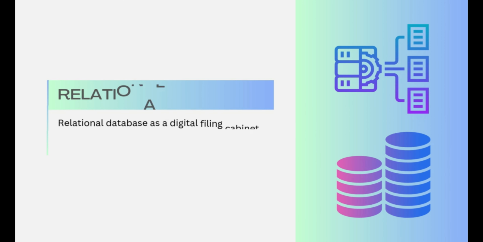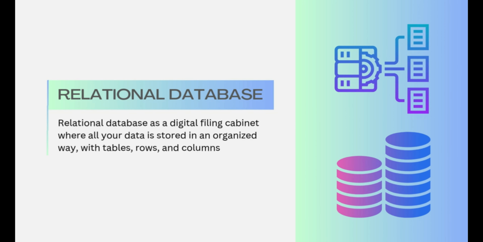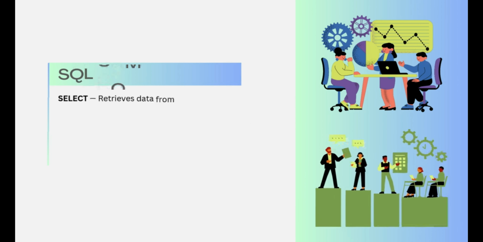Think of a relational database as a digital filing cabinet where all your data is stored in an organized way, with tables, rows, and columns. SQL helps you retrieve, insert, update, and delete the data in just a few simple commands.